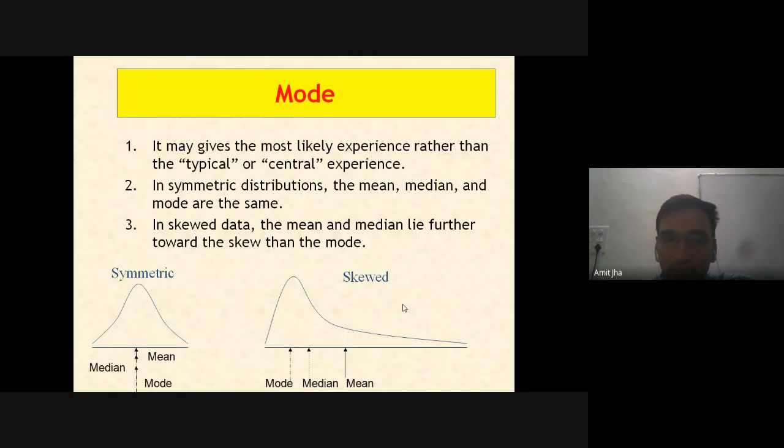And here also, in the case of a symmetric distribution, we find that the mean, median, and mode are the same. But in skewed data, you find an order: the mean is towards the skewed side, then comes the median, and on the other side is the mode. So these are the properties which we must remember.